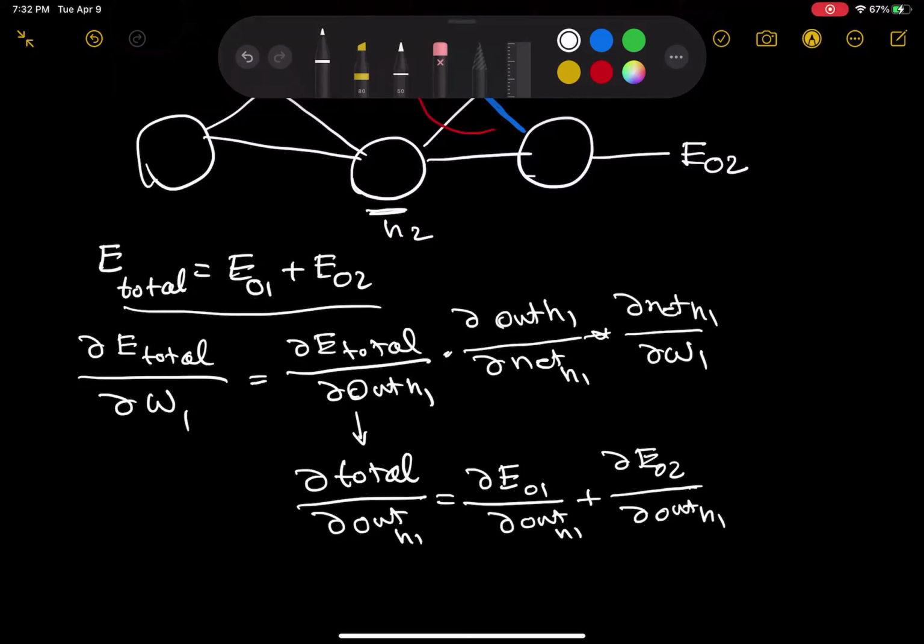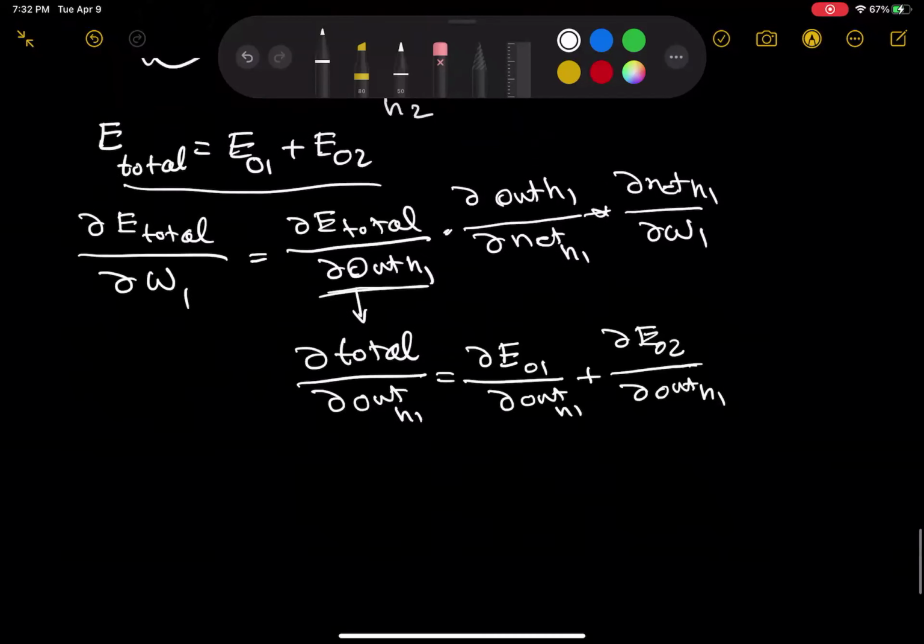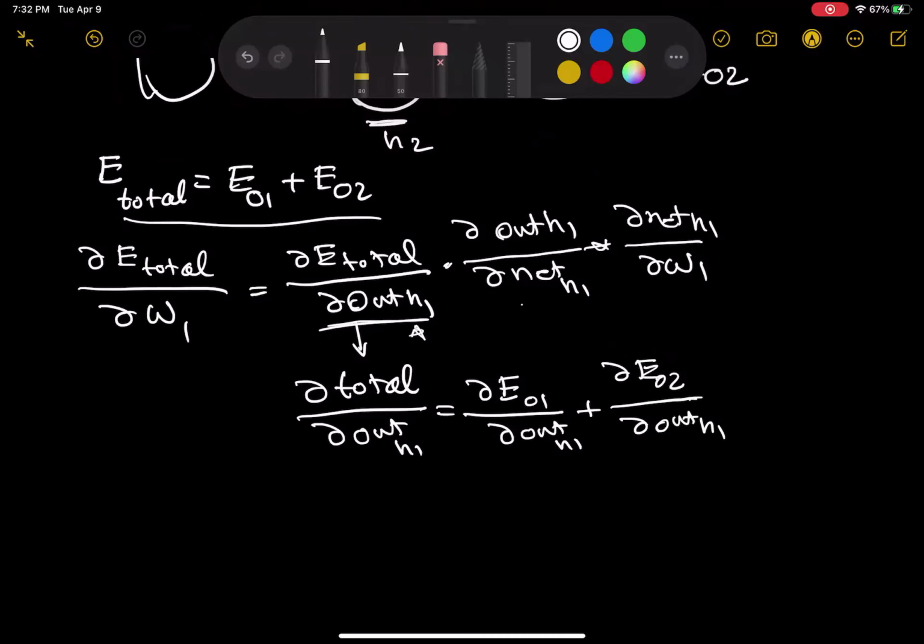Let me start from E of total with respect to H1. I'm going to start from this one here, this time. Good? Any questions so far? Basically, my task right now is to calculate each one of these terms, then multiply them. When I multiply them, I find this one. Then I use this term in the gradient descent; it gives me the amount of changes I need to make. Then I subtract it from the previous value of W1, and that gives me the updated W1.